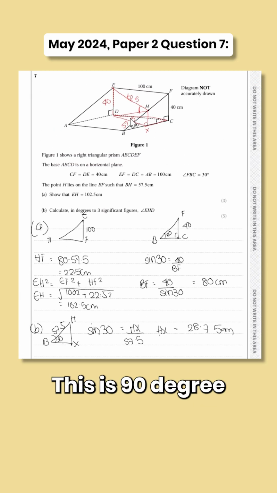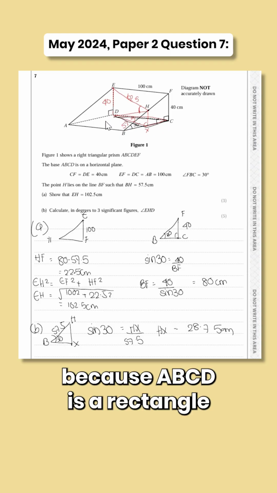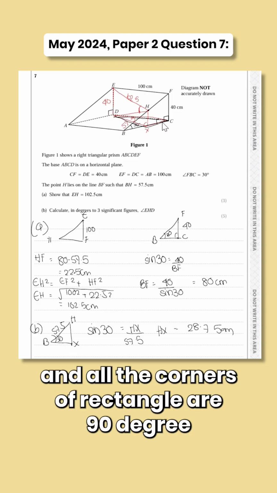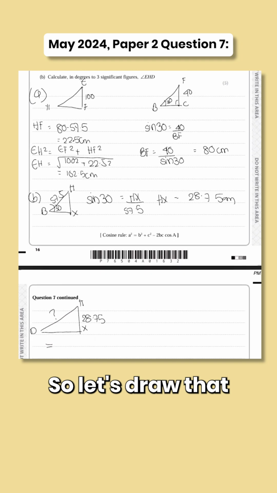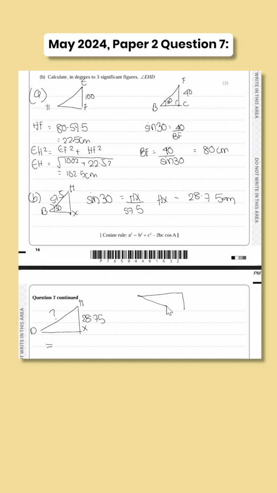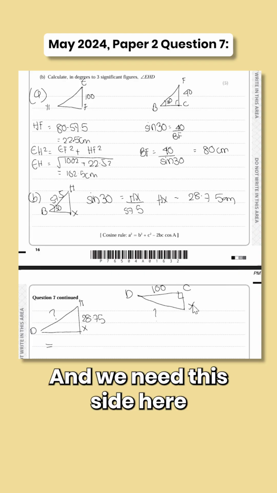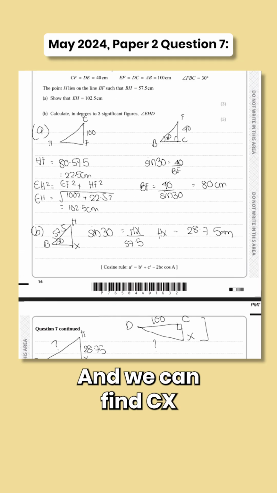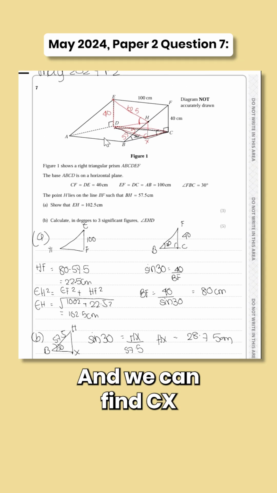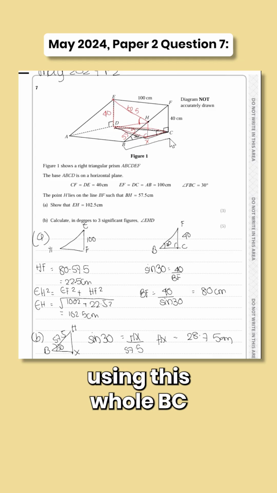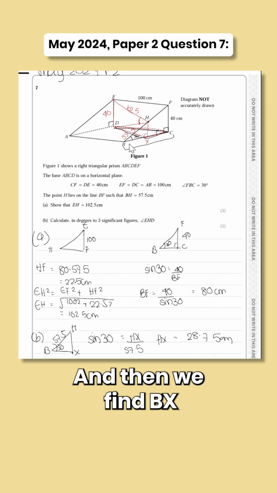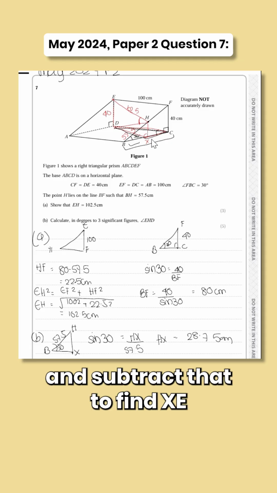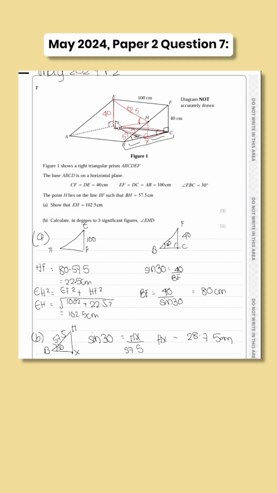This is 90 degrees because ABCD is a rectangle and all the corners of a rectangle are 90 degrees. So let's draw that, DCX. You know, DC is 100 and we need this side here. To find this side, we also need this side, and we can find CX using this whole BC: we find BX and subtract that to find XC.